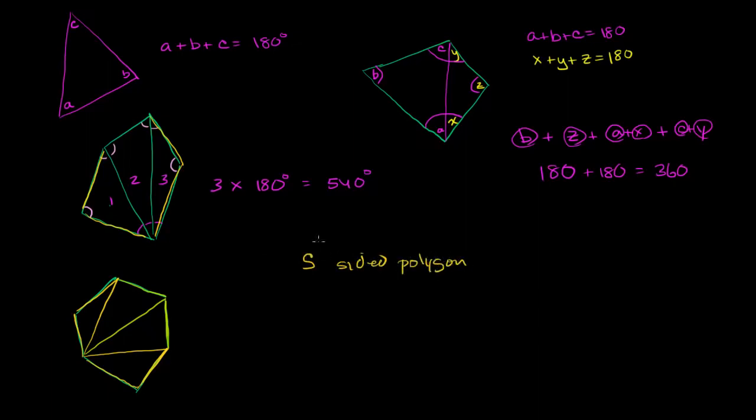And I'll just assume we already saw the case for 4 sides, 5 sides, or 6 sides. So we can assume that S is greater than 4 sides. Let's say I have an S-sided polygon, and I want to figure out how many non-overlapping triangles perfectly cover that polygon. How many can I fit inside of it? And then I just have to multiply the number of triangles times 180 degrees to figure out the sum of the interior angles of that polygon.